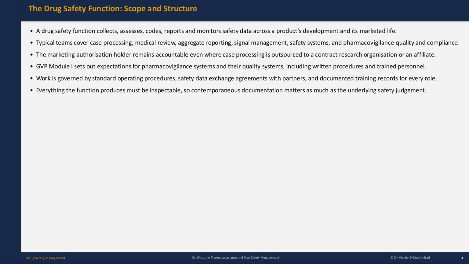The drug safety function, scope and structure. A drug safety function collects, assesses, codes, reports, and monitors safety data across a product's development and its marketed life. Typical teams cover case processing, medical review, aggregate reporting, signal management, safety systems, and pharmacovigilance quality and compliance. The marketing authorization holder remains accountable even where case processing is outsourced to a contract research organization or an affiliate. GVP Module I sets out expectations for pharmacovigilance systems and their quality systems, including written procedures and trained personnel.